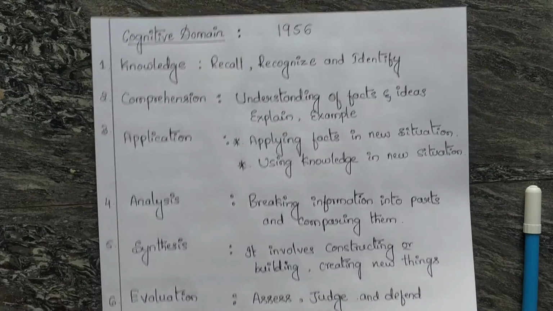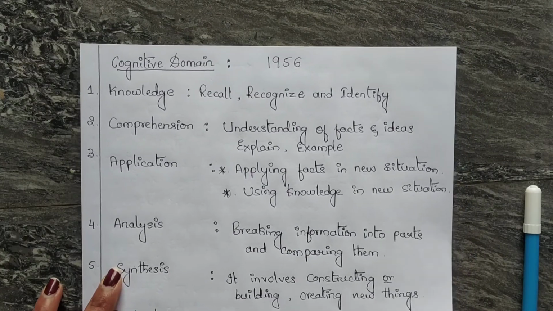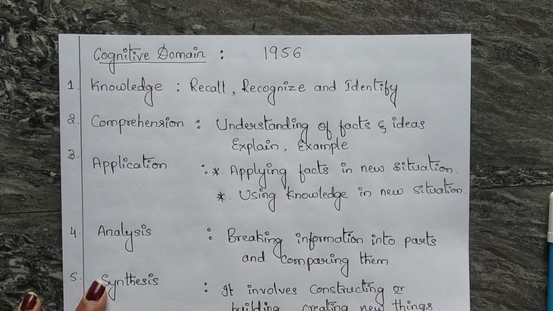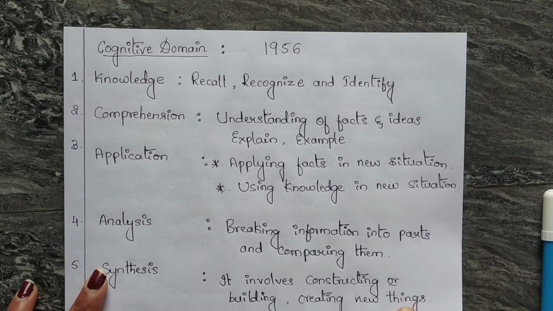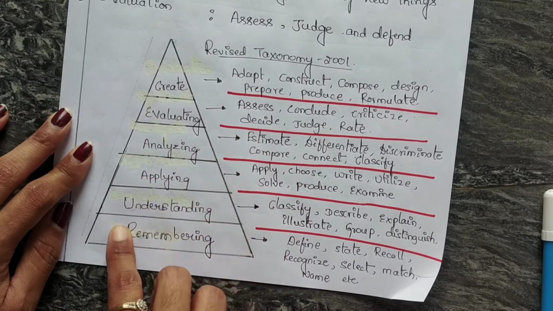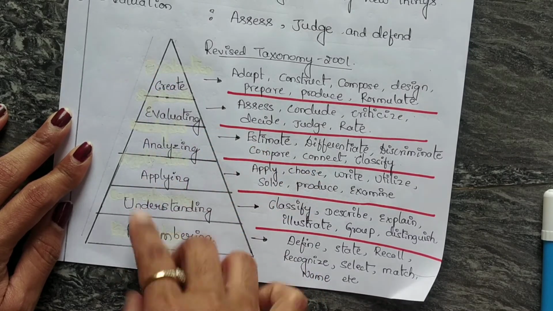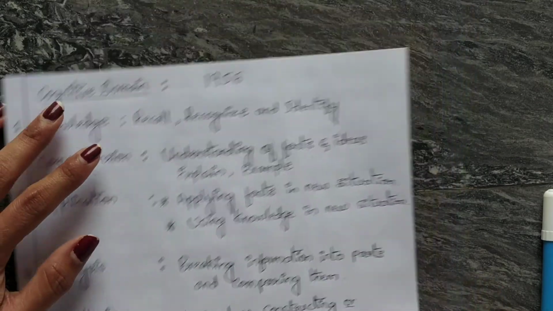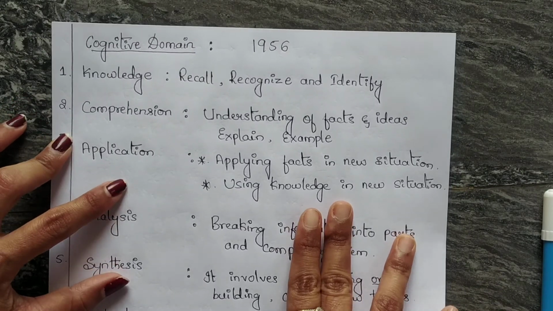The first one is the cognitive domain. Here I will explain the taxonomy of 1956, and the same explanation applies to the revised taxonomy also. For this also it is the same. I will explain the first one.